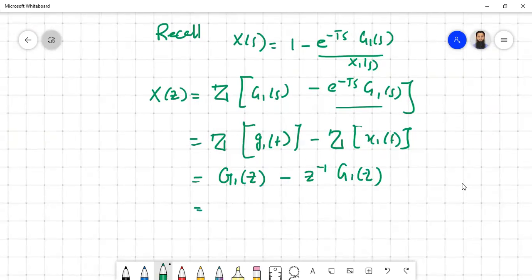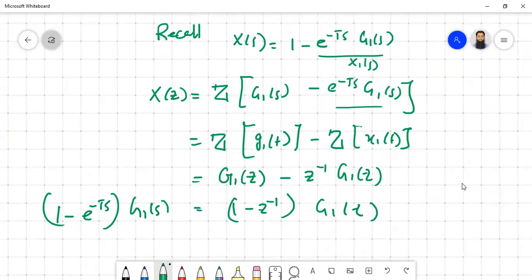So now you can just take 1 minus z inverse times g1(z). What was initially 1 minus e to the power minus Ts times g1(s), we can see that easily we can just replace this parameter by this parameter. Then we have to find out the z transformation of the rest of the parameter.